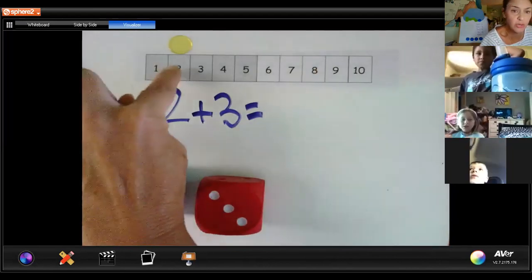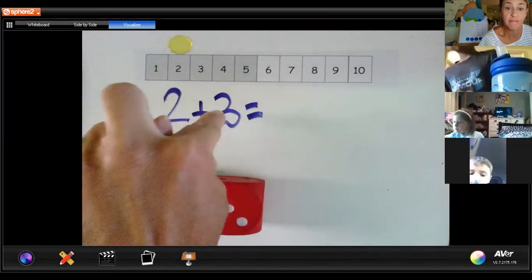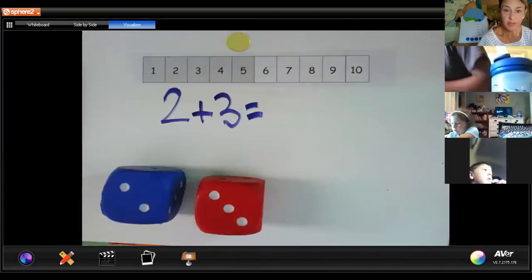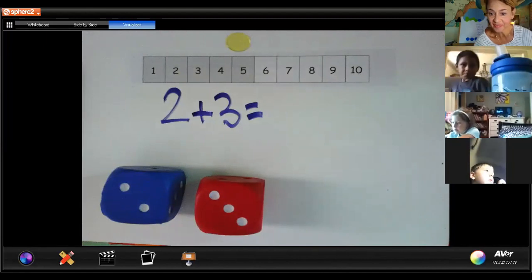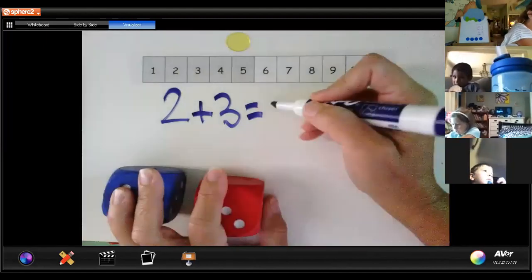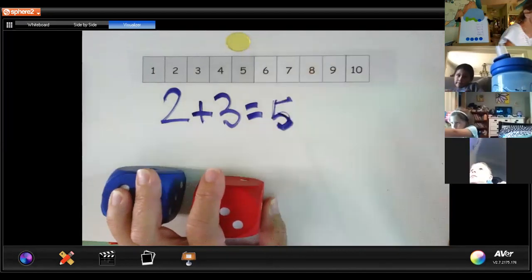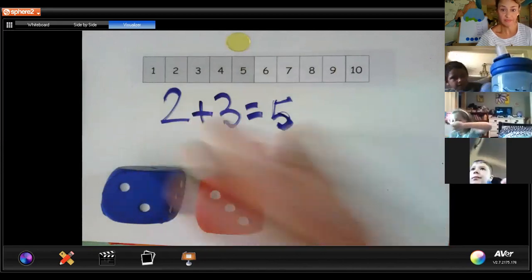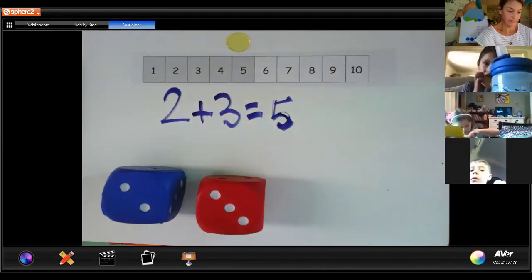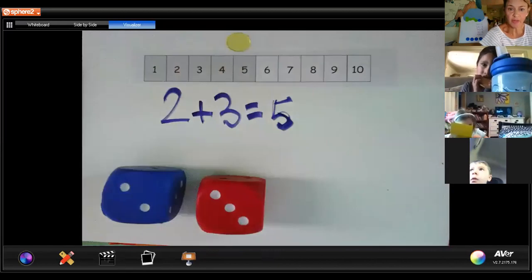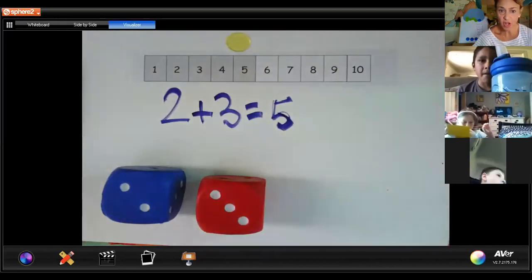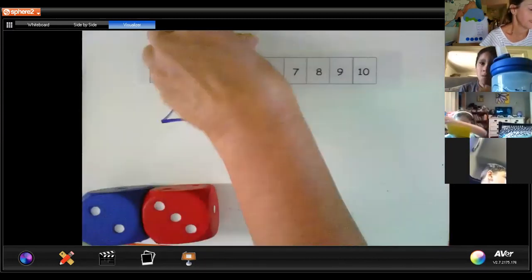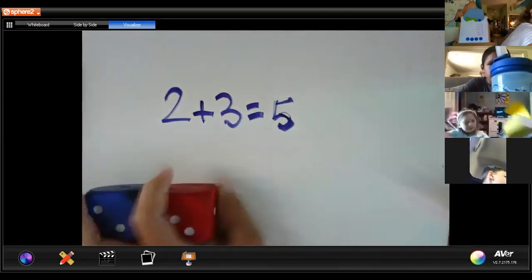I'm still on 2, but I'm gonna hop 3 more times. 1, 2, 3. What number did we land on? 5. We landed on the number 5 because 2 plus 3 equals 5. Now, do you see how to use the number path and the little poison dart frog to add numbers together? Yes. Okay, I'm going to move this.